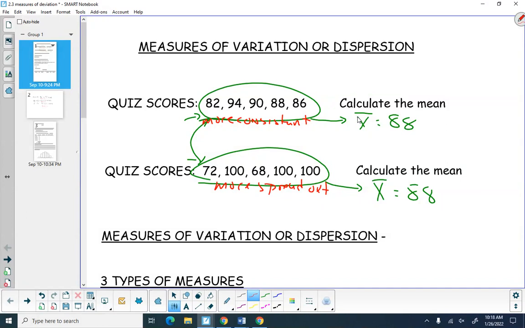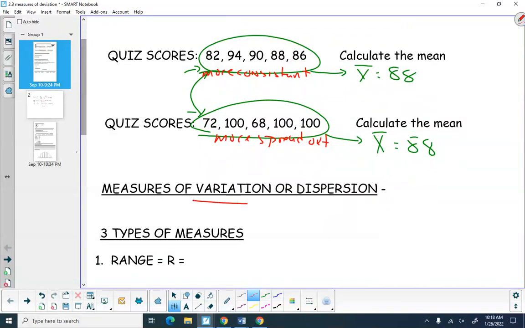The other one up there, and that's a great word to use, is the idea of consistent. They were pretty much the same test scores: 82, 94, 90, 88, 86. They weren't spread out very much. But the second one was just more spread out. I have a 68 and then I have 100. Well, this is what is called in statistics the measures of variation or dispersion.